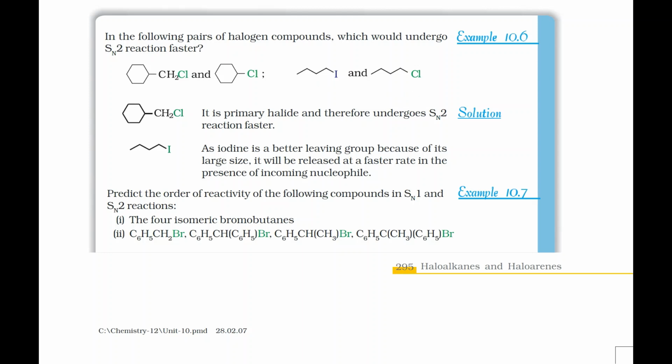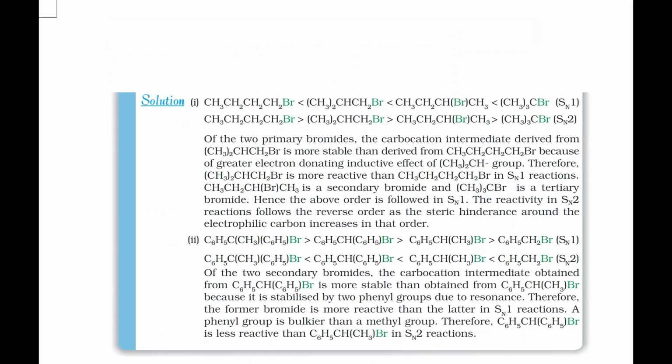Another one they have given: predict the order of reactivity of the following compounds in SN1 and SN2 reactions. So now you need to arrange them. For SN1 reaction, what is the order? For SN2, what is the order? The four isomeric bromobutanes were given here. You see the carbon is attached to bromine. Here also it is attached to bromine, but there is a branching at the third carbon. Like this it was attached to the second position.